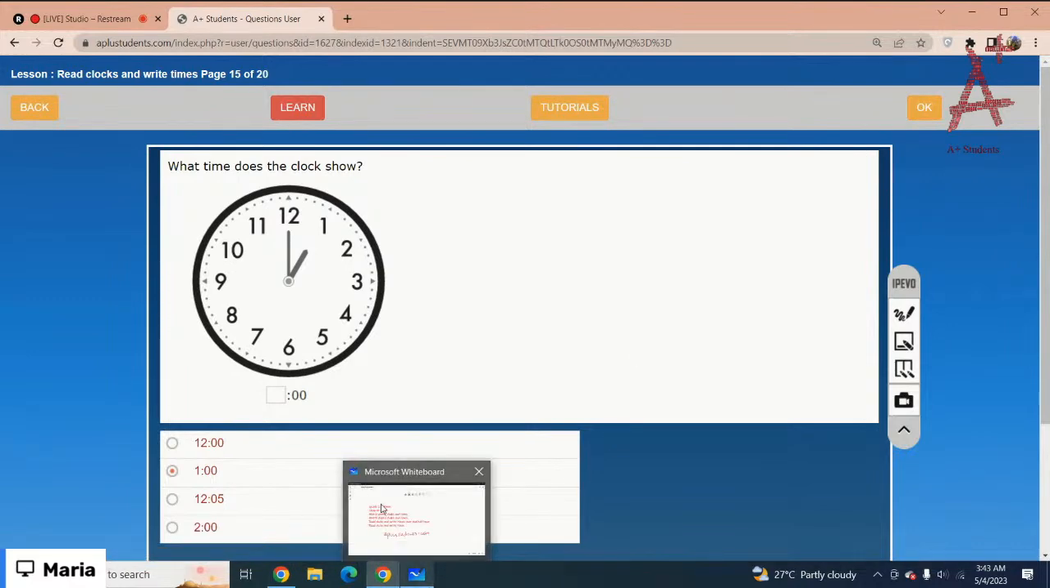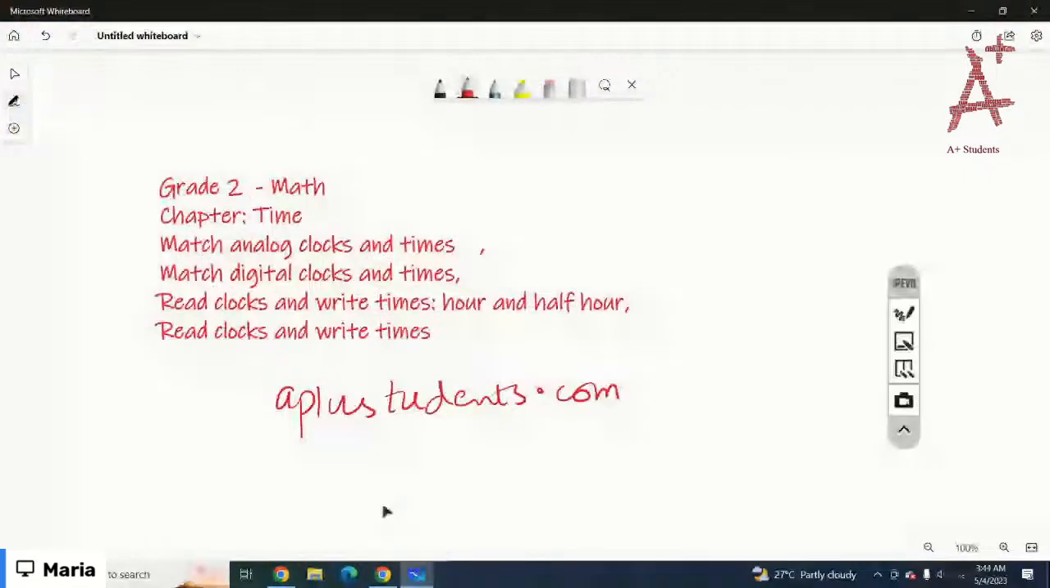So we're working on grade 2 maths. The chapter we're working on is time. And the lessons we have covered today are match analog clocks and time, match digital clocks and time, read clocks and write time, hour and half hour, read clocks and write times. So please make sure before the next session you complete all the test questions for the lessons we did today.